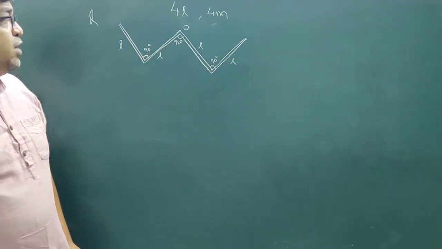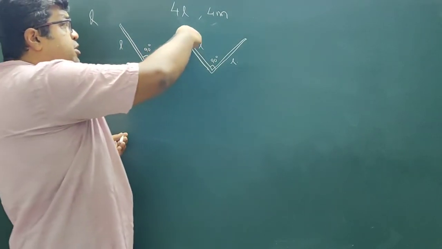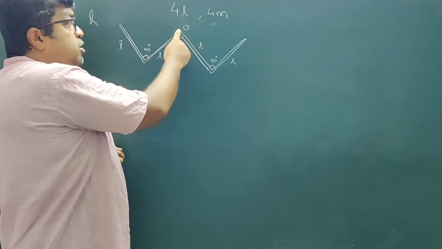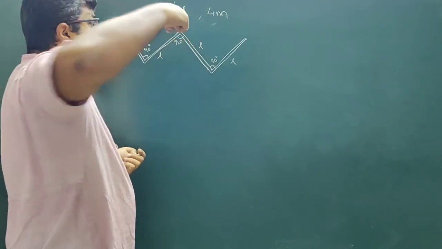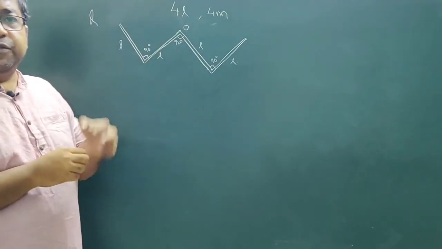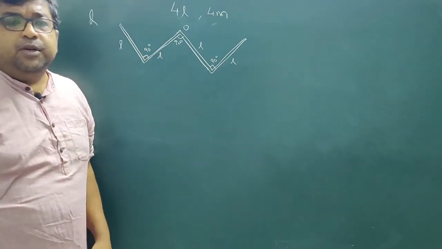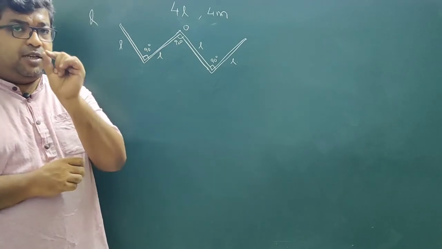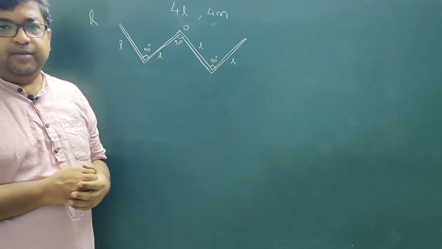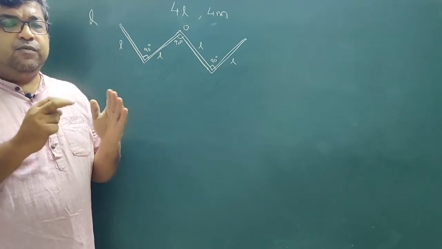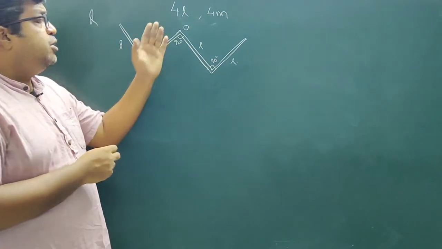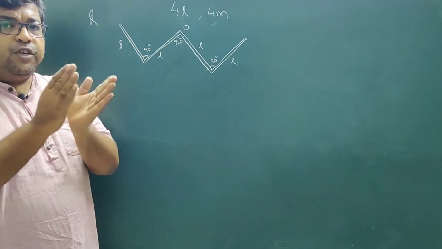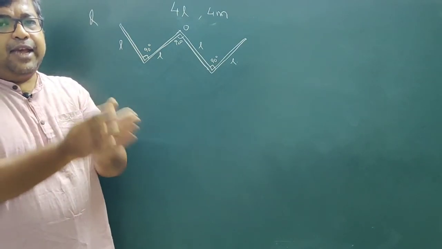And we have to calculate the moment of inertia about an axis perpendicular to the plane of the board and passing through O. This is O. Now see, to solve such questions, you have to look into this concept that moment of inertia is a scalar quantity. So if you are asked to calculate the moment of inertia of this composite system, then you calculate the moment of inertia of each part separately and then add.